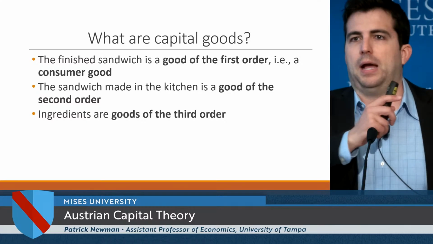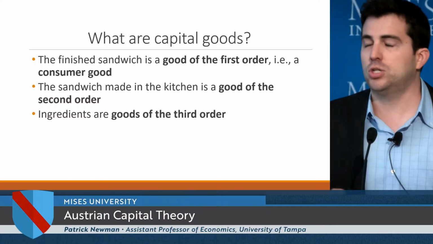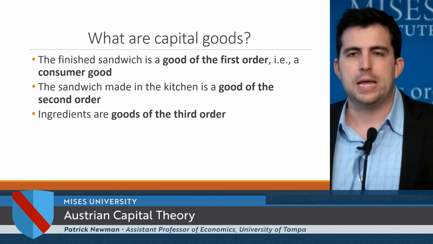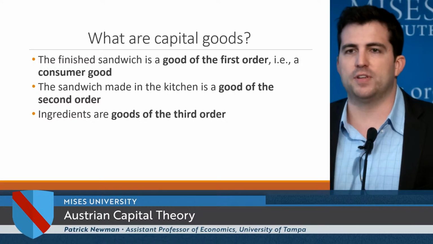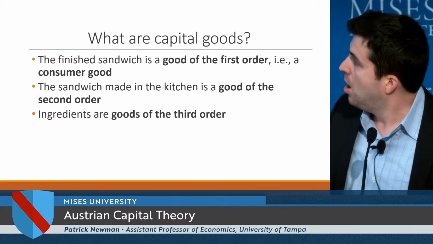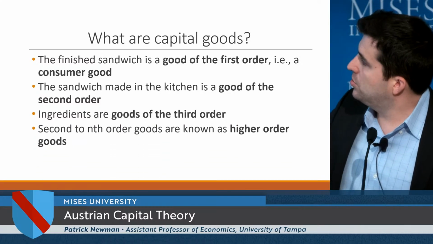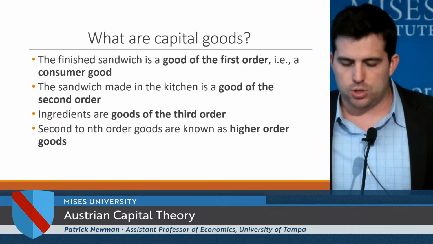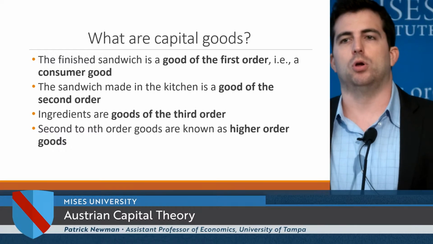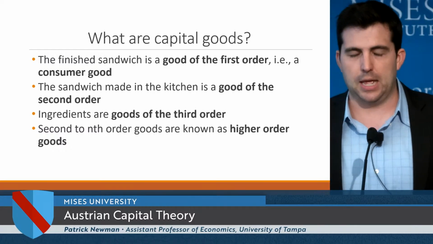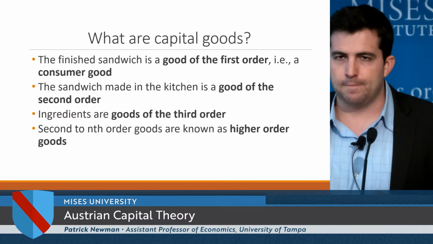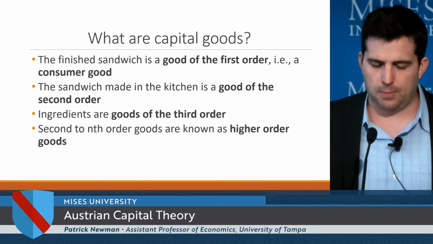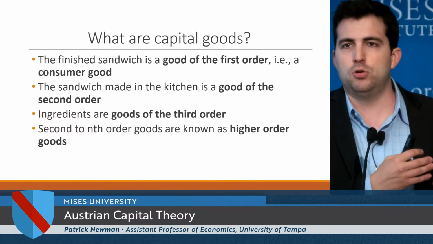Or then you go back to the turkey at the farm, right? So on and so forth, or the wheat that's harvested out of the ground, right? All of those goods, the second to the nth order goods, those are known as higher order goods, right? In a sense, we're including land and labor, which we're going to talk about here, but we can think of just those produced goods.